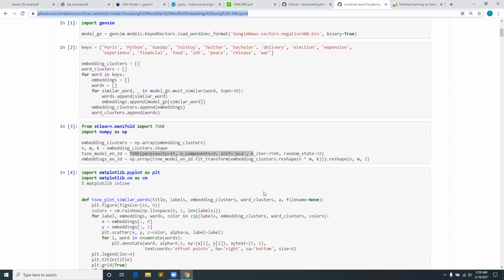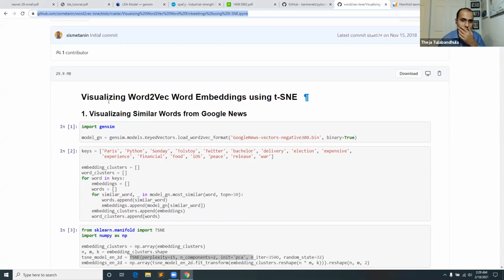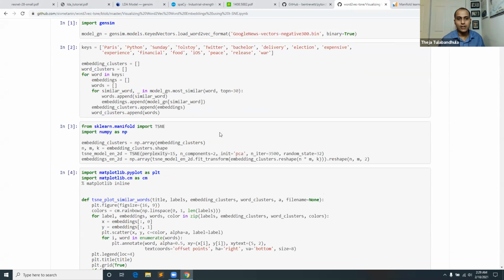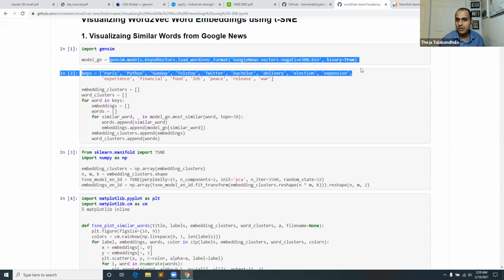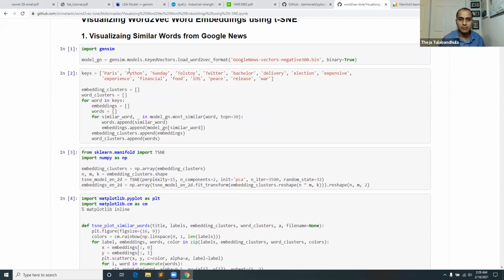I can't do that. Great. I'll share this, but all I was trying to show was this link where this person has visualized some word embeddings using t-SNE, and I was just saying that, you know, you can load the pre-trained model. That's one cell. Get the embeddings, or in this case, 300-dimensional vectors for a bunch of words.